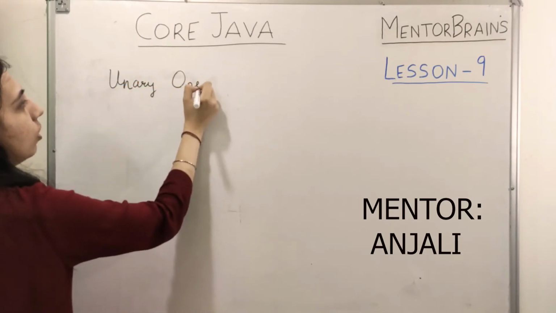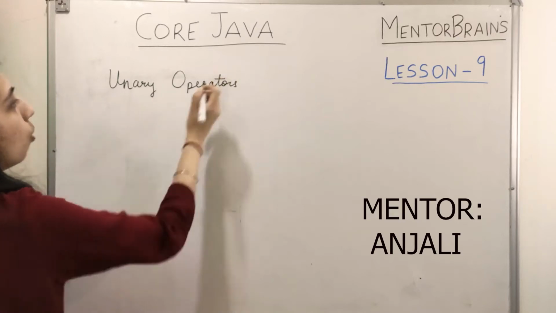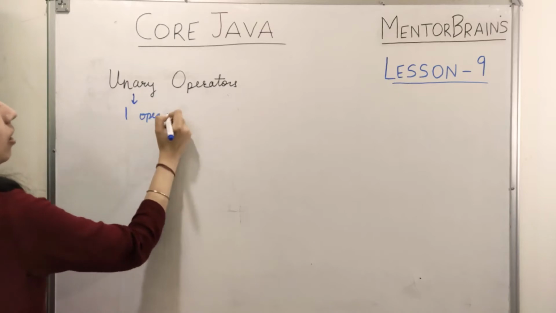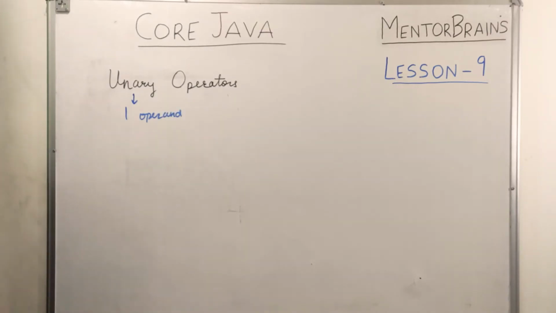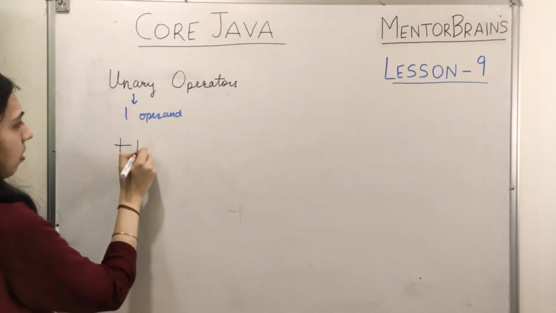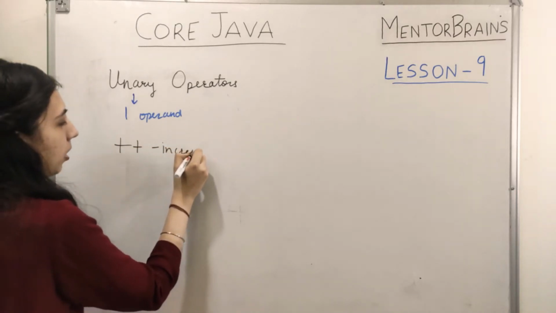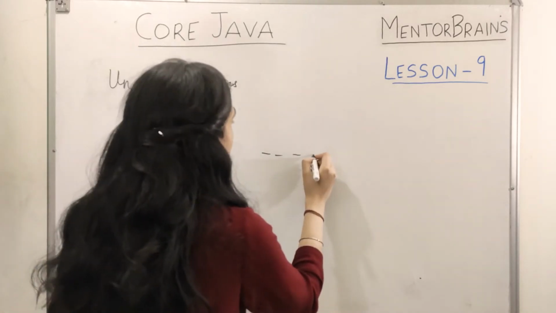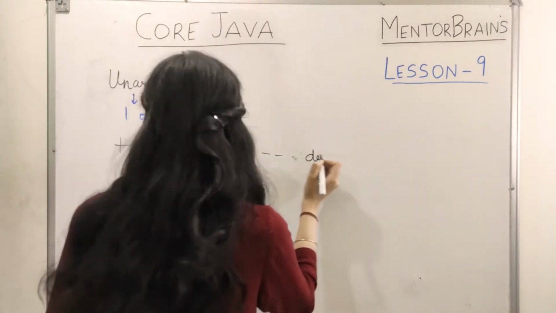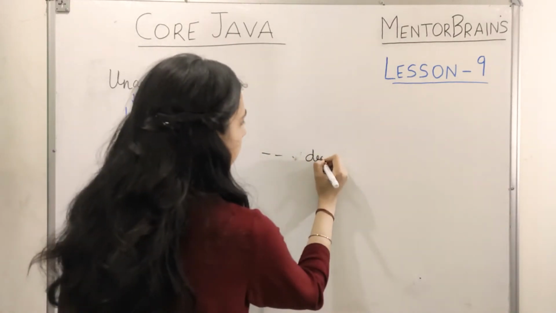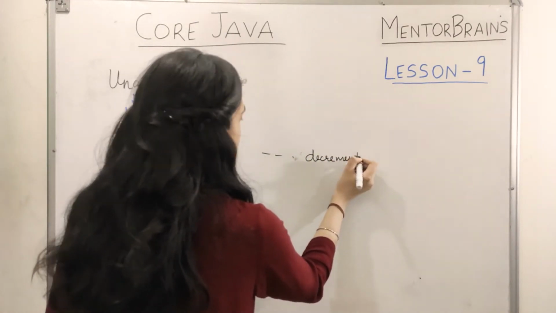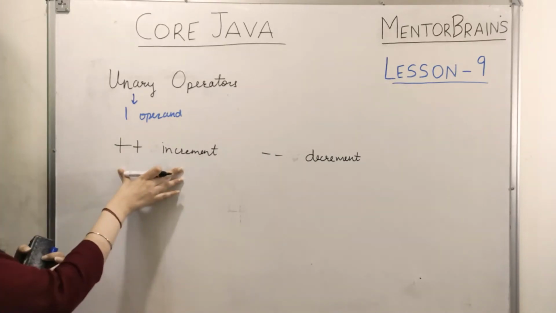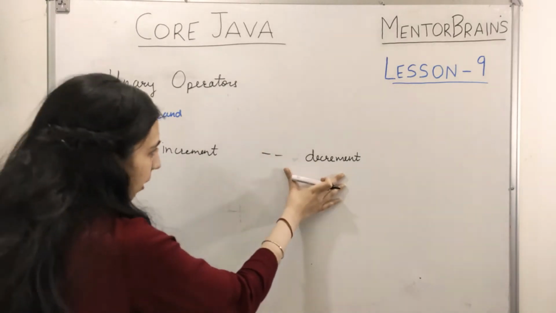As I've told you before, unary operators work on one operand. The two unary operators I told you about were plus plus, the increment operator, and minus minus, the decrement operator. Today I'm going to tell you more about the increment operator first, and also the decrement operator.